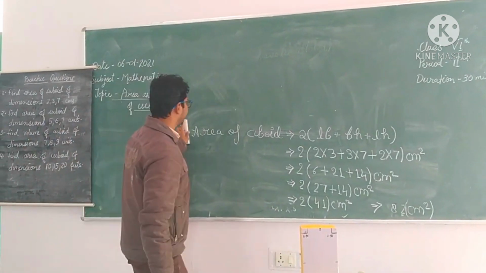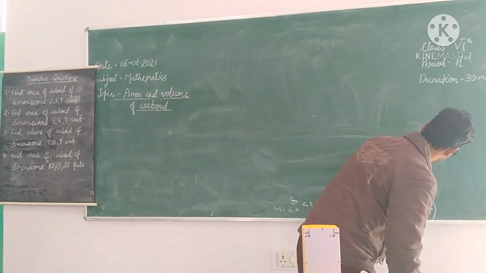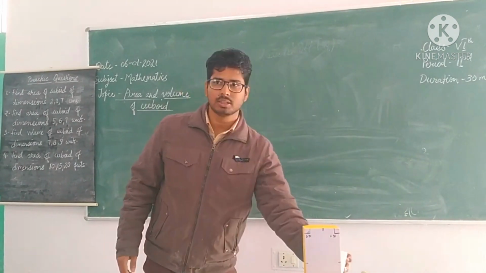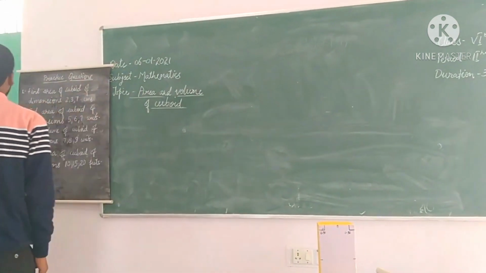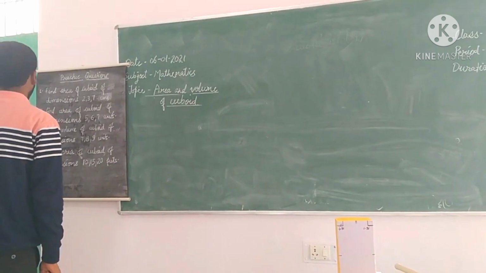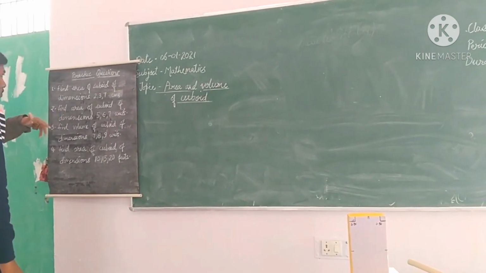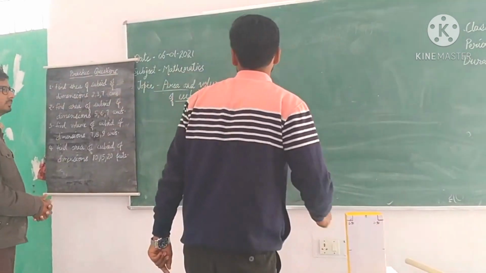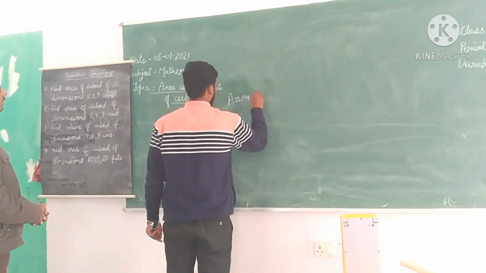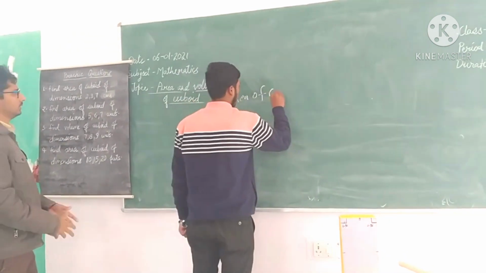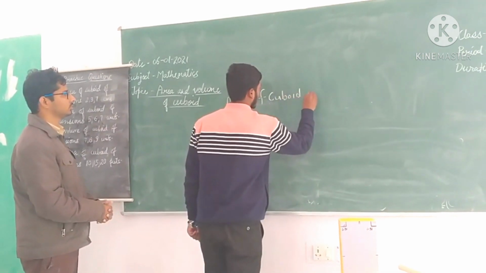Now we will do the second question. Come and read the second question, what is written. Find area of cuboid of dimensions 5, 6, 7 units. So write the formula of area of cuboid. Area of cuboid equal to, write it in a straight line.